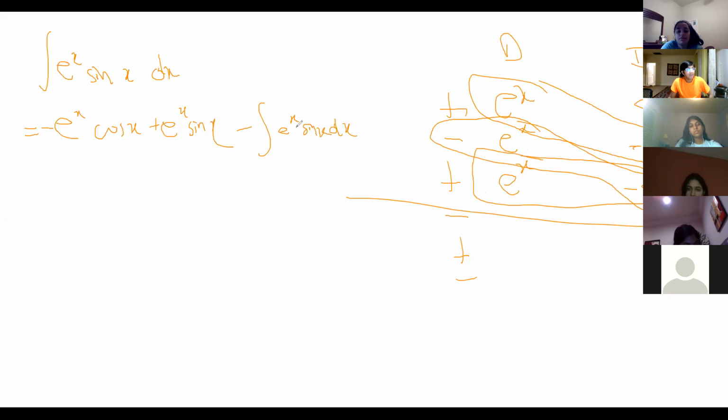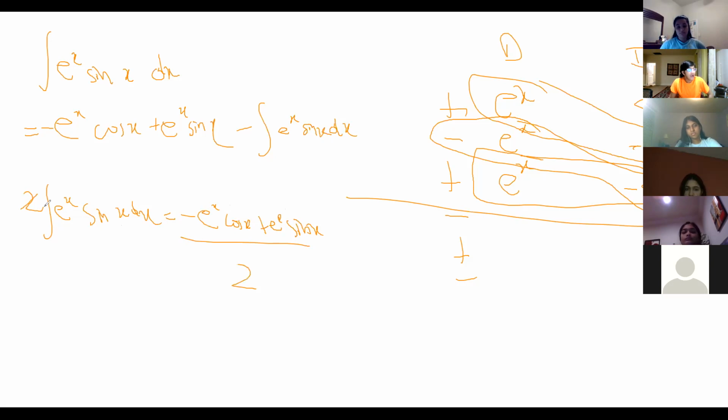And the reason why we stopped was, notice that because you have the same thing on both sides, I can add this to the other side and I'll get 2 integral of e to the x sine x dx equals minus e to the x cos x plus e to the x sine x, right? Now I can just divide both sides by 2, right? If I divide both sides by 2, now I got what I wanted. I actually got the original function that I wanted, and then you have to put your plus c.